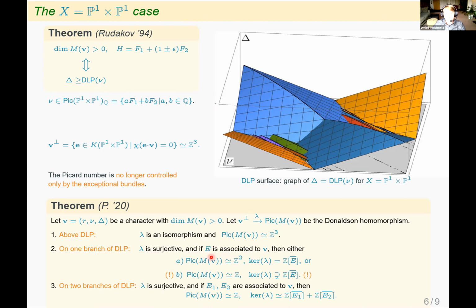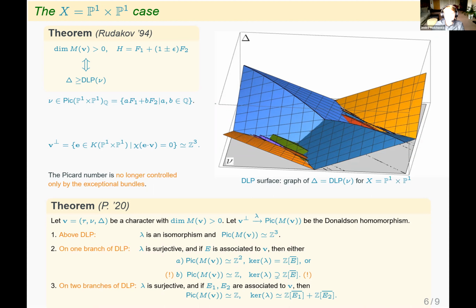Then on the one hand, you have a single associated bundle that lies in the kernel. And then in this case, in some cases, you can find characters for which the Picard group has rank 2. But we can also construct sporadic Chern characters for which the Picard rank further drops to Z, and the kernel is something larger than just the group generated by the exceptional bundle. So really, this is the interesting part over here.